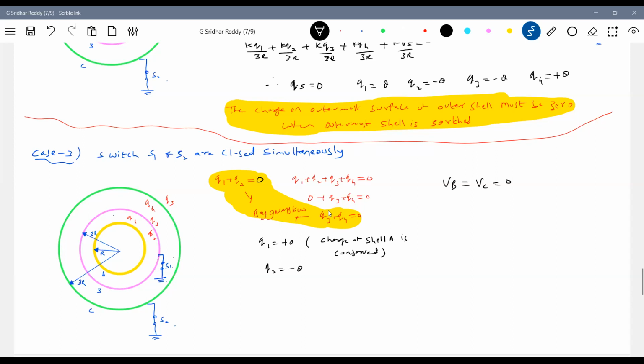I can earth shells A and C also. The potential of them must be equal and equal to 0. So write the equation and solve it. In fact, since they're earthed, it should be equal to 0. Can you work it out? I'll go for the next idea. One more.